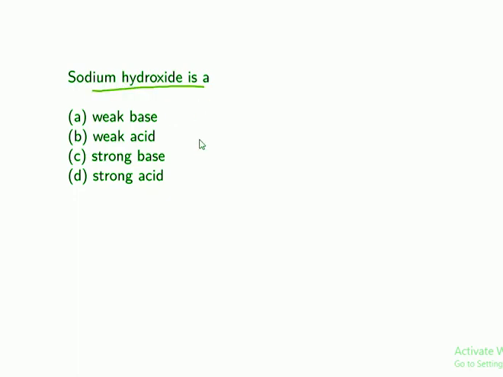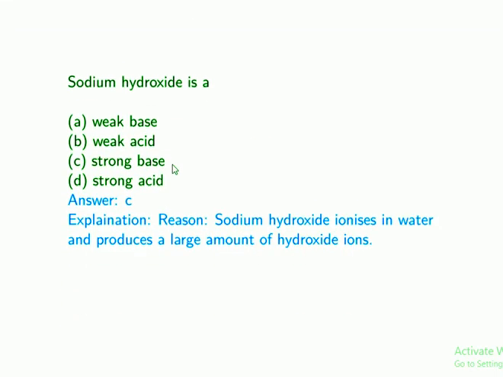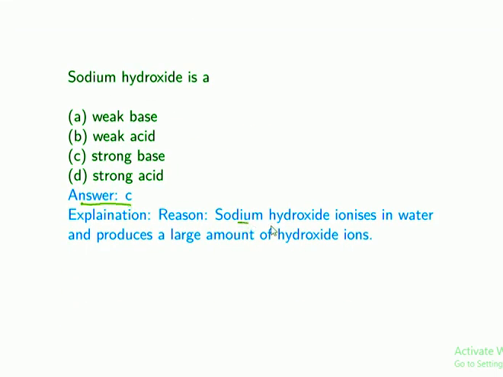Sodium hydroxide is dash. What is sodium hydroxide? It is a weak base, weak acid, strong base, or strong acid. Sodium hydroxide is a strong base. Why? Because whenever a substance produces a large amount of hydroxide ions when mixed in water, that substance we call a strong base. So the answer will be C. The reason they gave: sodium hydroxide ionizes in water and produces a large amount of hydroxide ions.